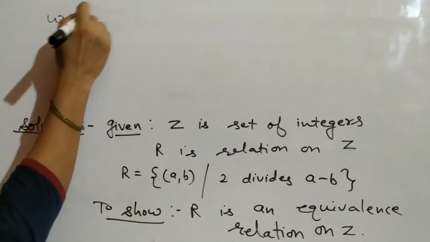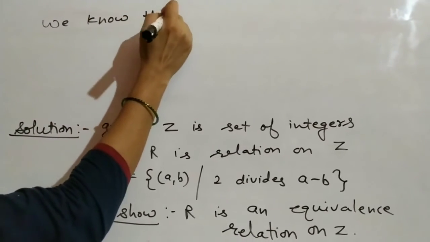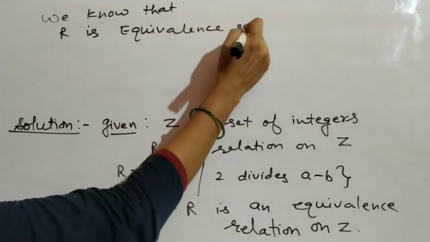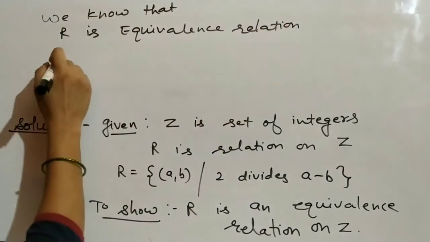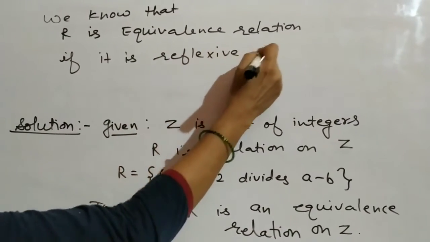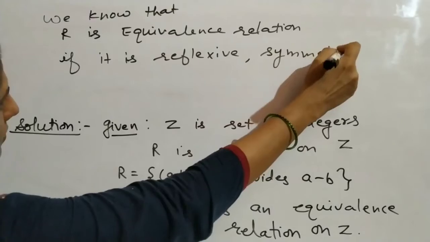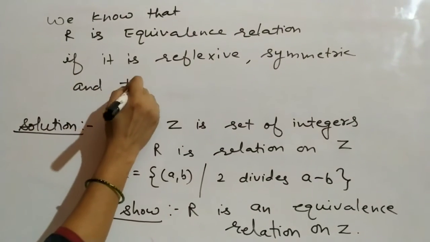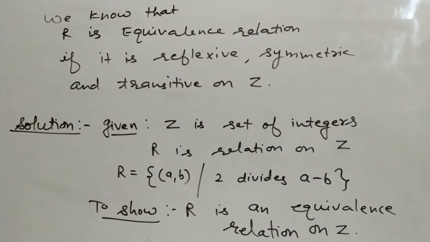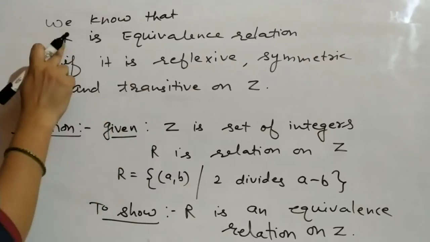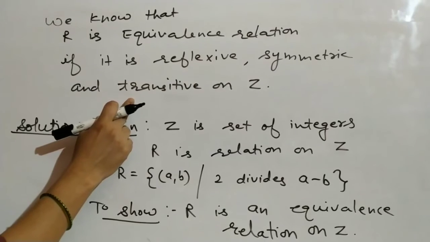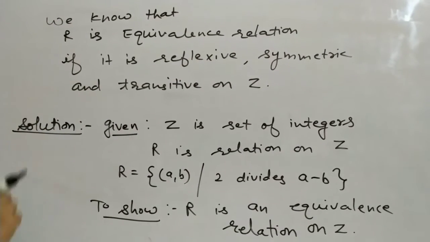Now we know that R is an equivalence relation if it is reflexive, symmetric and transitive on Z. So we have to check the given relation R is reflexive or not, symmetric or not and transitive or not. So let's start checking.